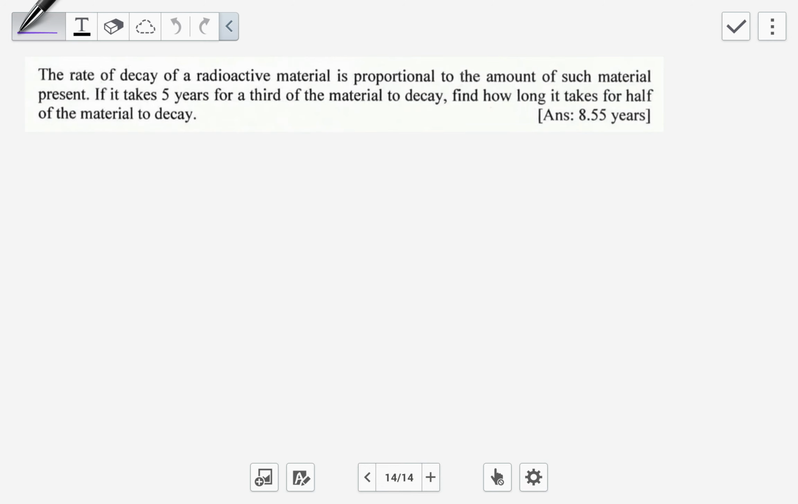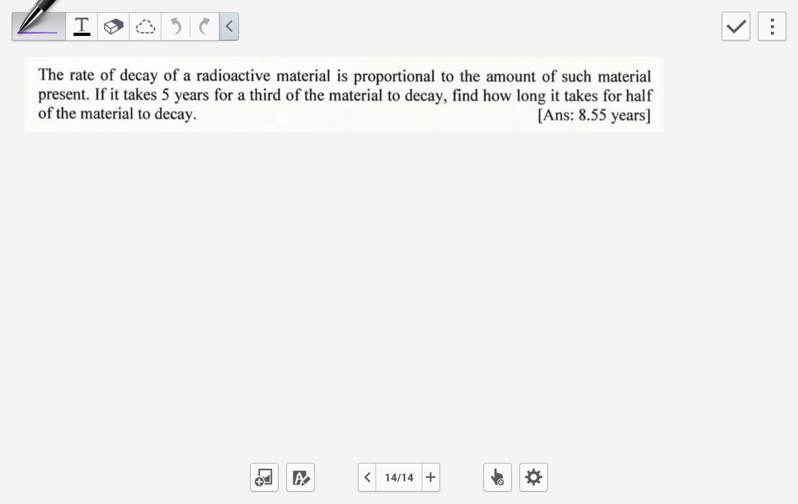So this is a question on application of differential equation. The rate of decay of a radioactive material is proportional to the amount of such material present. If it takes 5 years for a third of the material to decay, find how long it takes for half of the material to decay.